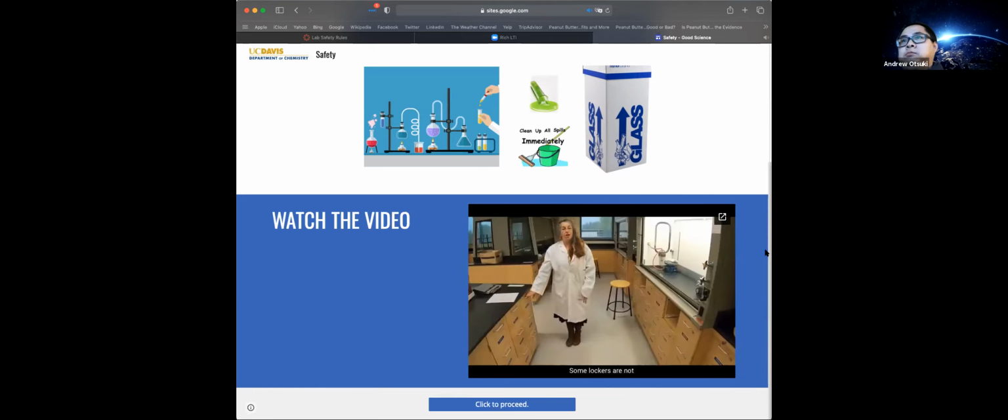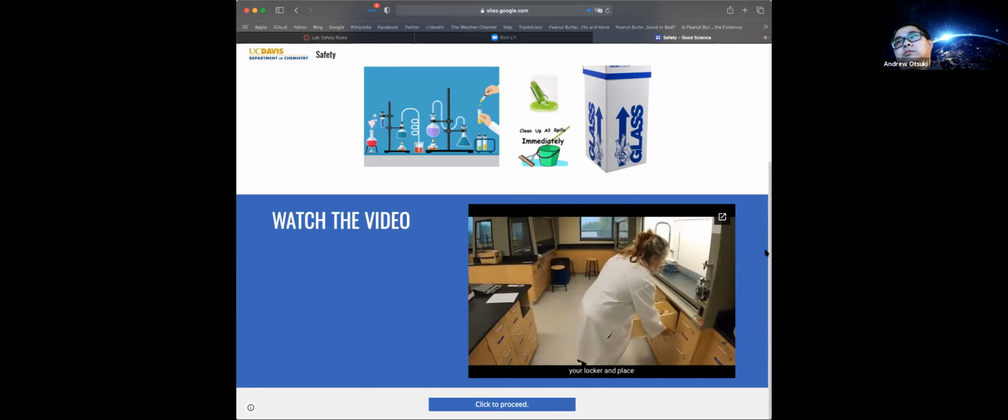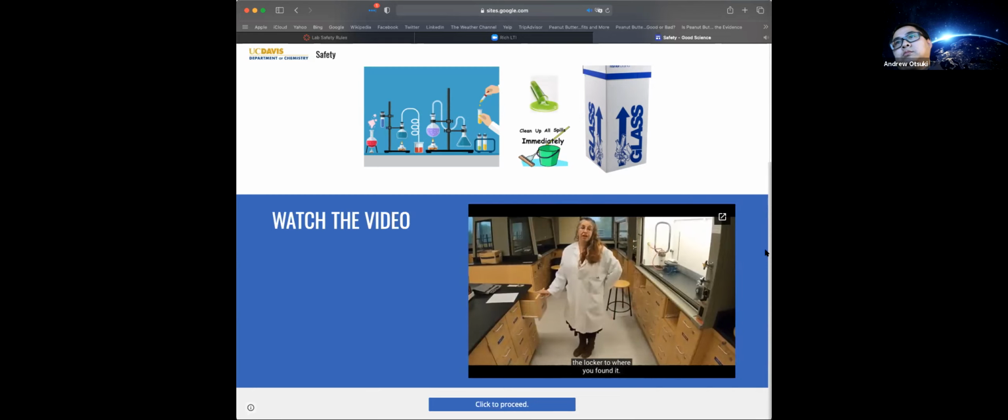Some lockers are not found in the general vicinity of your fume hood, and you may need to get your locker from one of the other counters or side counters. In that case, you'll take your locker and place it in the open cubby hole. At the end of class, you must return the locker to where you found it. They are not interchangeable through different levels and different locations.